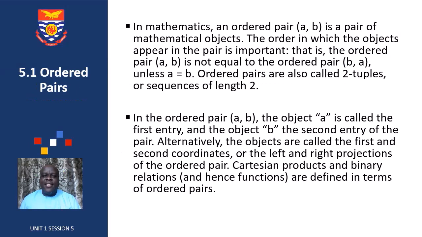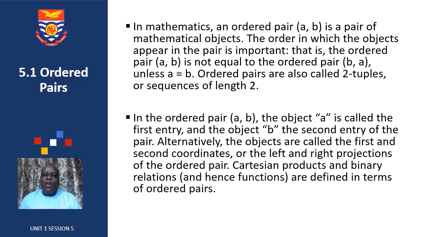We start this section by looking at what we call ordered pairs. In mathematics, an ordered pair (a, b) is a pair of mathematical objects. The order in which these objects appear in the pair is very, very important. So the ordered pair (a, b) is totally different from the ordered pair (b, a). They can only be equal if a is equal to b. Ordered pairs can also be called 2-tuples or sequences of length 2.